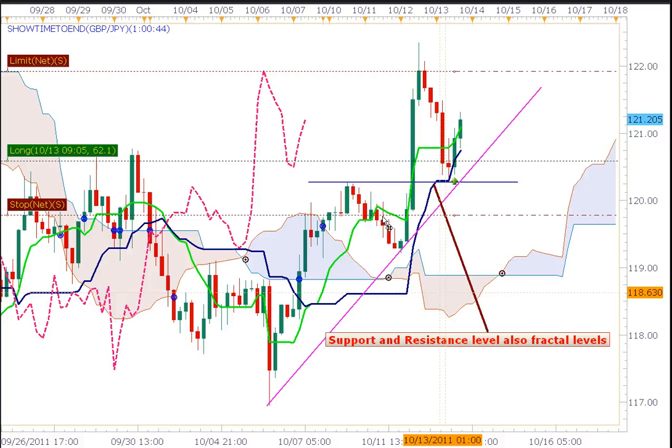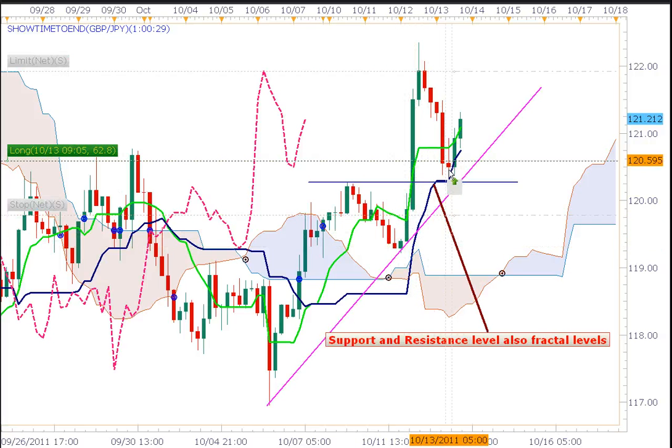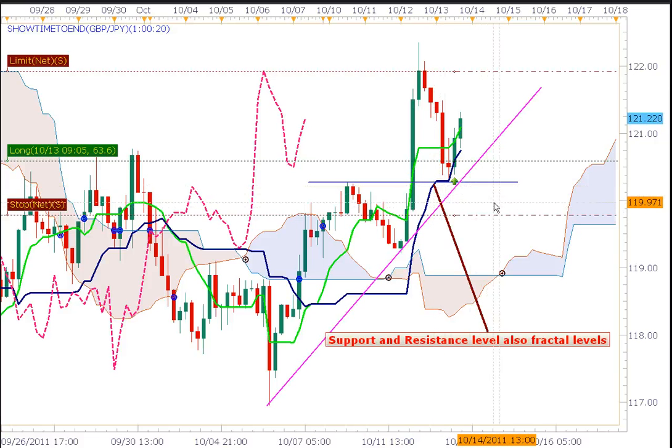You could see this is a fractal level, a support and resistance line. You have your Kijun Sen right here, and price bounced off of the Kijun Sen. Your Kijun Sen always acts like a trend line also, so if price comes down and touches or gets near the Kijun Sen, then you know it's holding that level. Or else, if it breaks the Kijun Sen, then it may be in tune for a trend reversal.